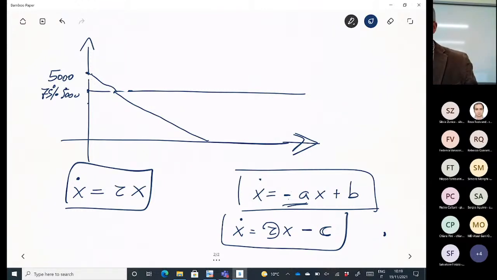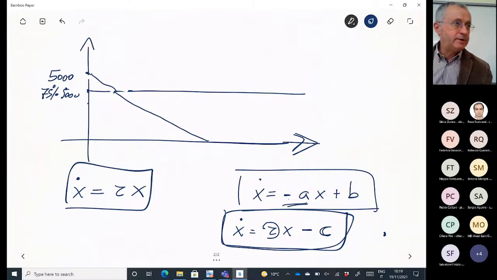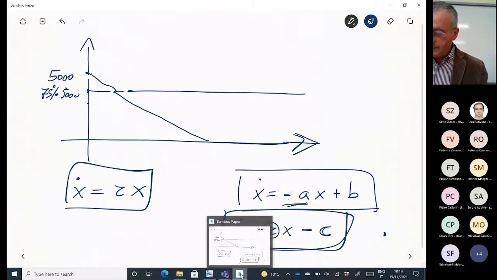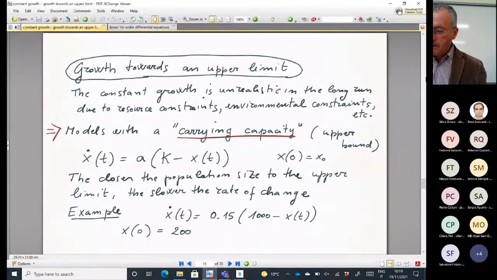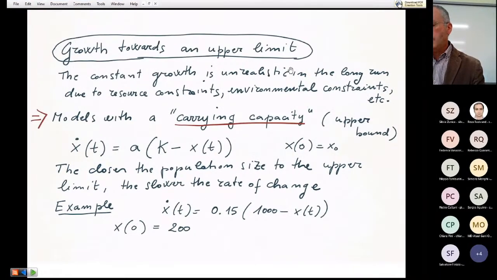This is one particular case of this more general model. And it is related to a slightly richer model of the evolution of, for instance, a natural resource. The constant growth model is unrealistic in the long run because exponential growth is unrealistic in the long run. It's clear, okay? Because there are environmental constraints, resource constraints, etc.